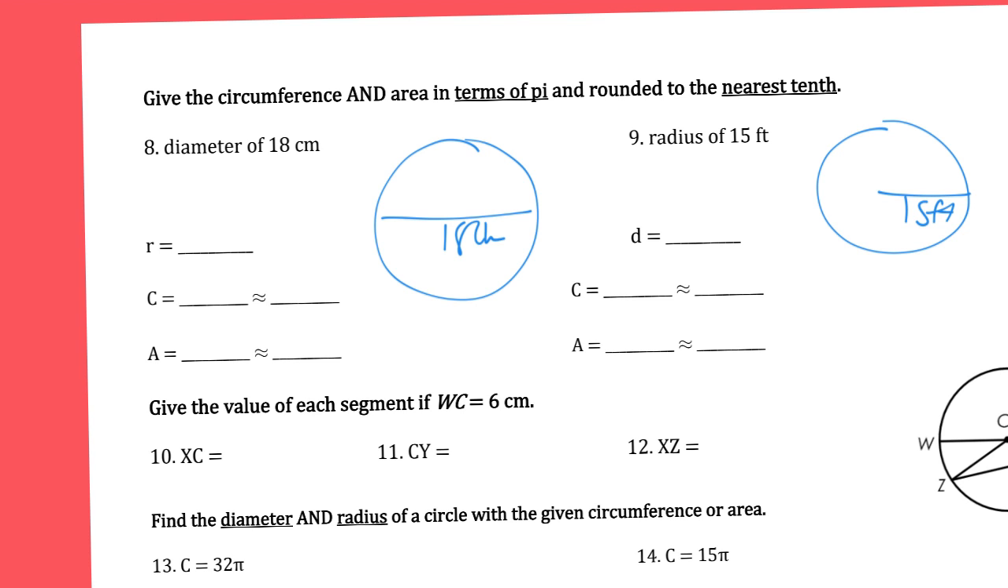If the diameter all the way across is 18, that means the radius is 9 centimeters. And with this one, if the radius is 15, the diameter is 30 feet. Then they said, let's find the circumference and area for each. The circumference equals pi d, roughly 3 diameters, so 3.14, the pi key, times d.